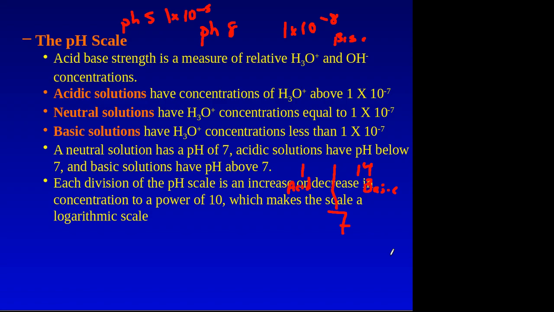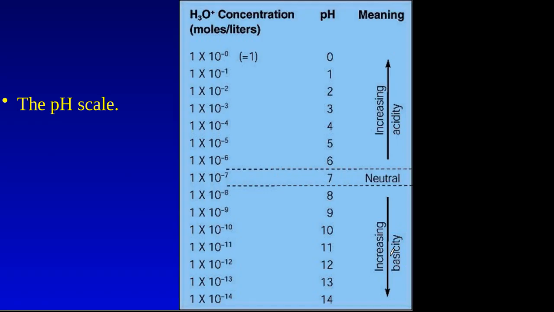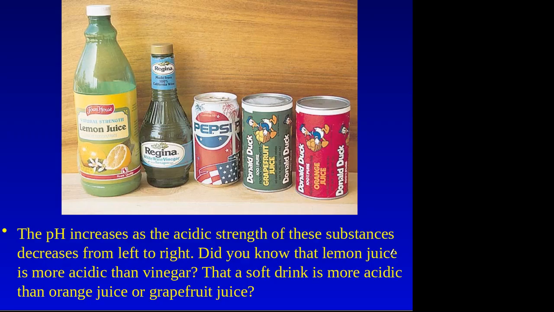And so each division is an increasing power of 10. And here we put this scale out. If you're neutral, you're 1 times 10 to the negative 7th. As you get lower, you get more acidic, and as you get higher, you get more basic. And so pH increases as the acidic strength of these substances decreases. Lemon juice is more acidic than Donald Duck concentrated orange juice.